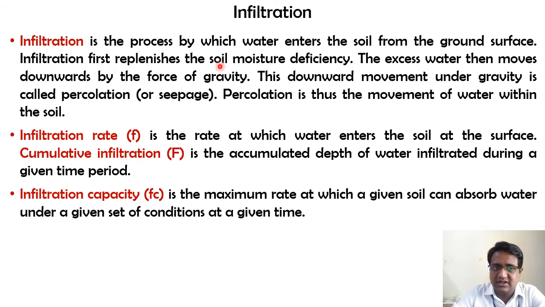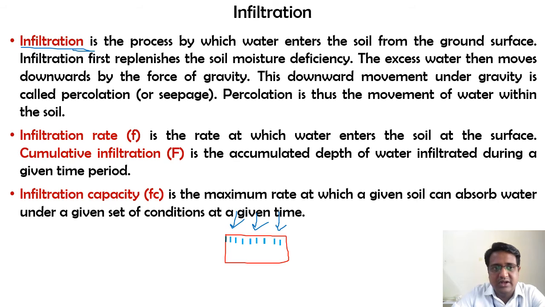Infiltration first replenishes the soil moisture deficiency. That is, if I again draw a particular block of soil, here the rainfall is occurring. Once the rainfall is occurring, infiltration indicates the process by which the water enters the soil from the ground surface. Just imagine this. Yeah, so the water is entering into this soil through the ground surface, that is from the rainfall.